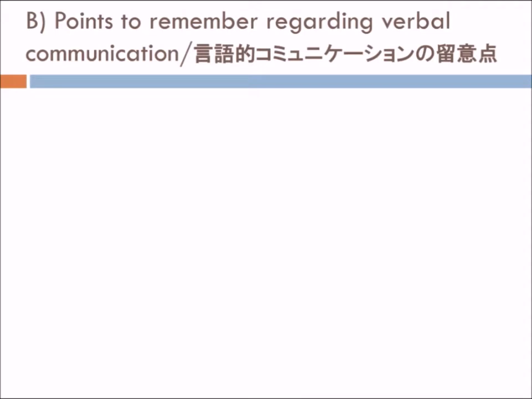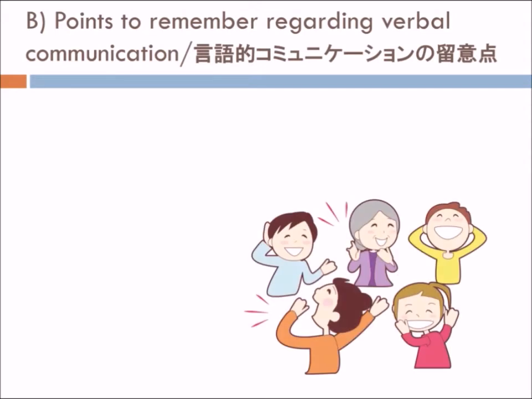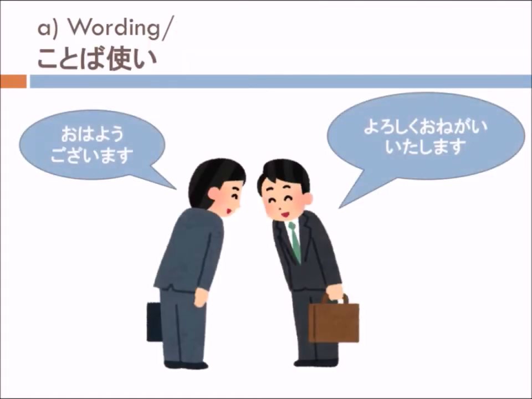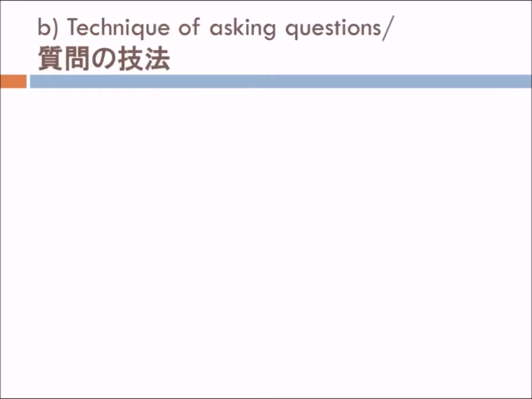Points to remember regarding verbal communication. There are 3 parts. Wording. Technique of asking questions. Repeating. Wording. Care workers keep in mind to use polite wording. Technique of asking questions. A care worker should not keep asking questions to the users to get all the necessary information. Instead, the care worker should try to establish mutual communication with the users.